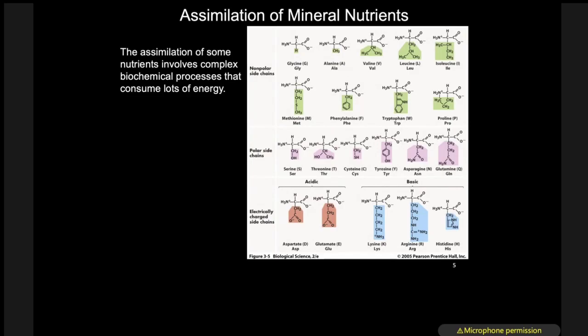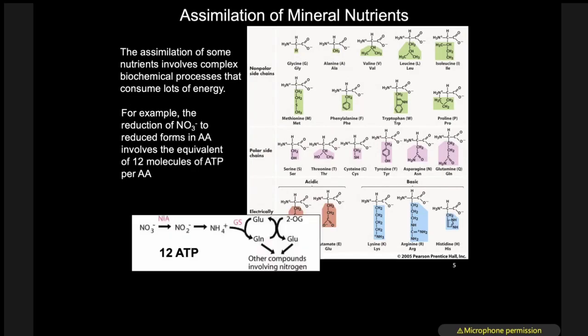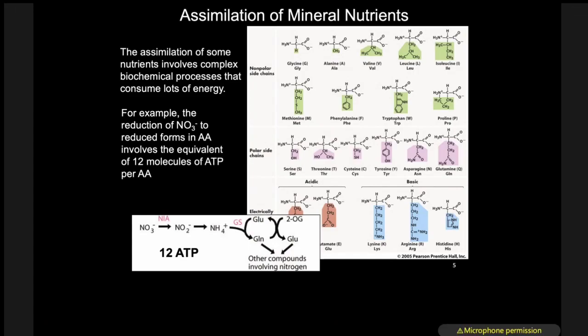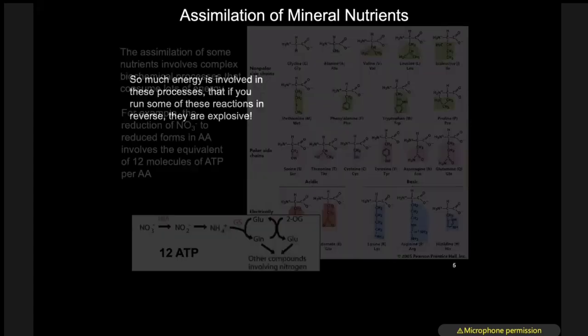is actually nitrogen. And the interesting thing about nitrogen assimilation is that it requires a lot of energy. The reduction of nitrate to forms that are actually in amino acids can utilize 12 molecules of ATP per amino acid. That's a lot of energy to go from molecular nitrogen in the atmosphere to nitrogen that's actually fixed into amino acids. It's a lot of energy.